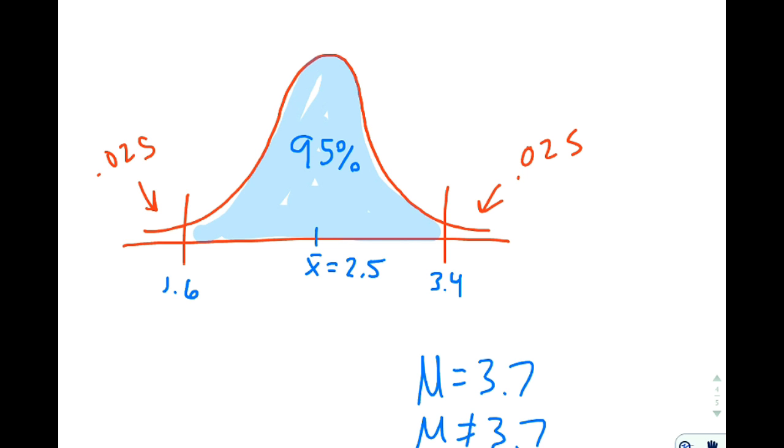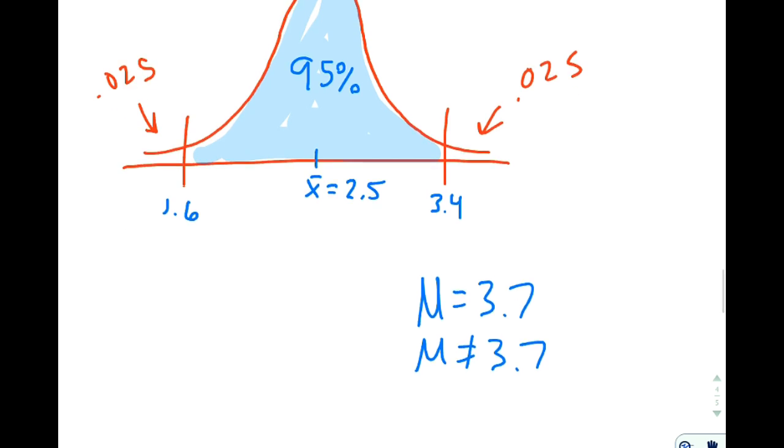If you were doing this hypothesis test, you wouldn't know what the p-value is, but you would know that the p-value is less than 0.05. And the reason you know that is if you look at the 95% confidence interval, 3.7 is not inside of the interval. It is somewhere out here. It is somewhere in this 2.5% on the above.